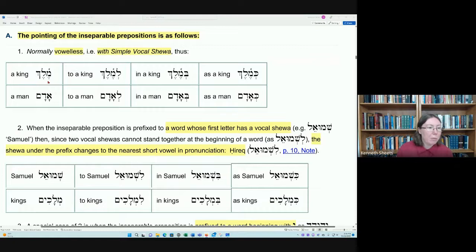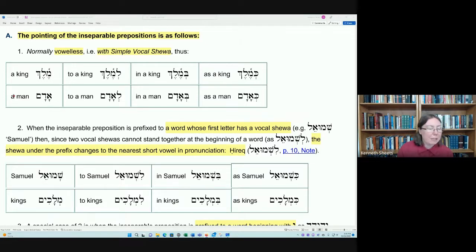So here we have the word melech, which is king. And if we wanted to say to a king, then I would take the lamed preposition and attach it to the front of melech, giving us lemelech, to a king. But if I wanted to indicate some sort of location, the beth preposition, bemelech, or manner, then I would go ahead and put the kaf preposition onto the word. So kemelech, as a king.